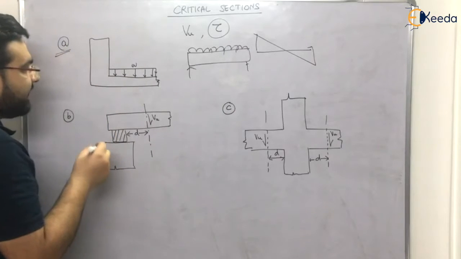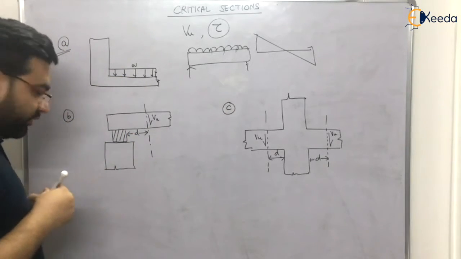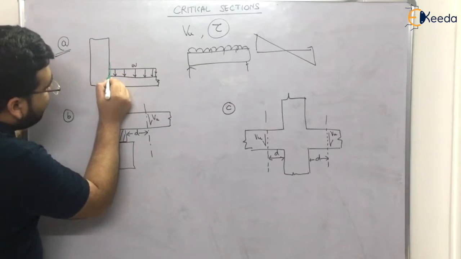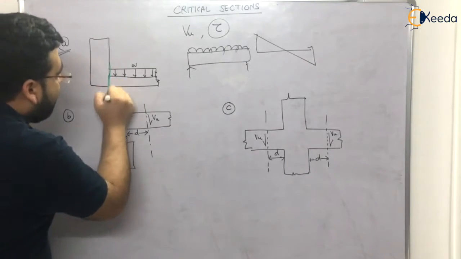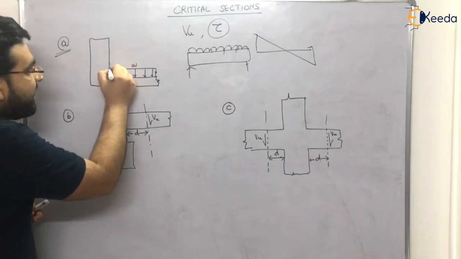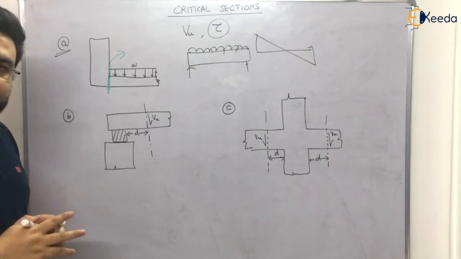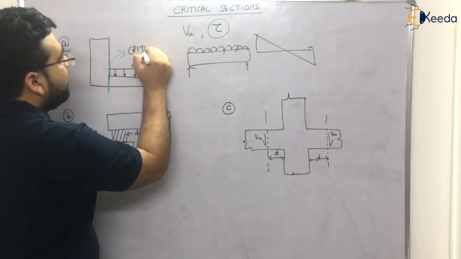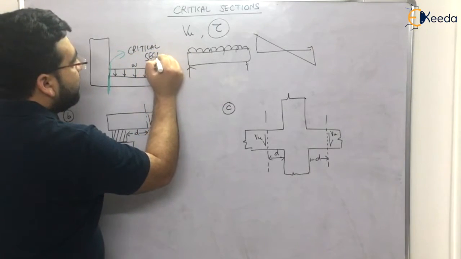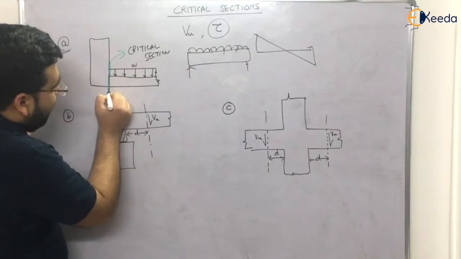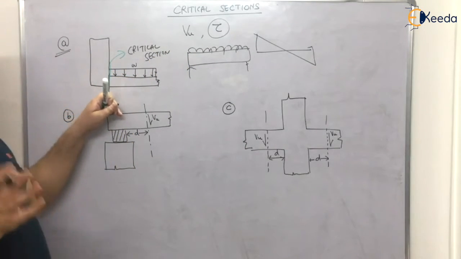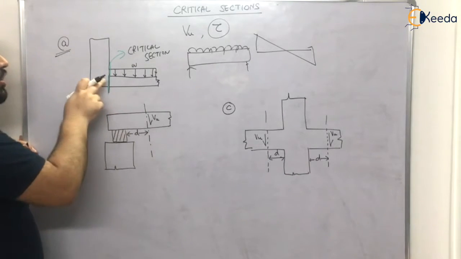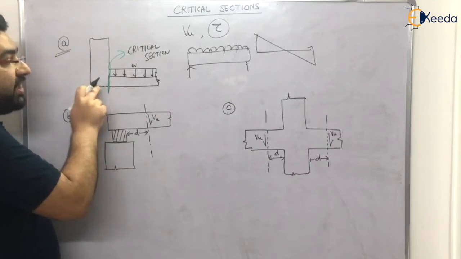So at this stage, this section, which is the face of the beam or the face of the support, is taken as the critical section. In this particular case, this is the critical section. It means that whenever this type of case is given to you, you have to calculate the shear stresses at this point. If you know the shear forces, you can get the shear stress at this point. This becomes the critical section.